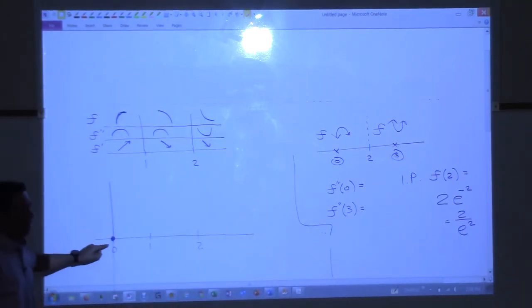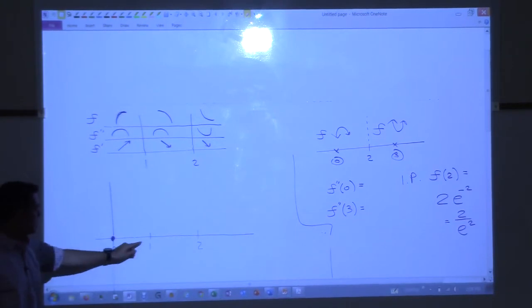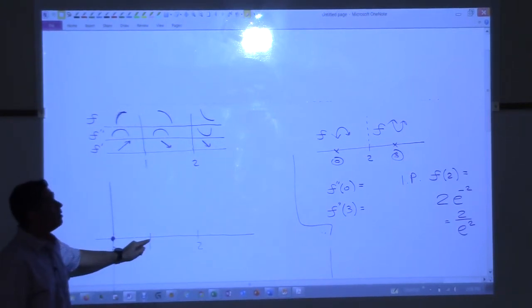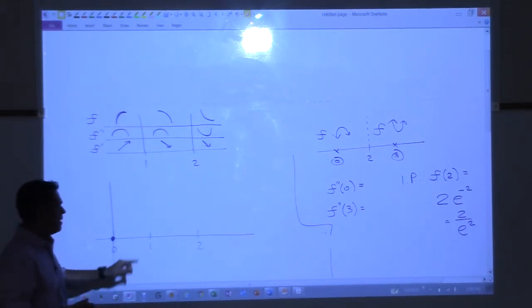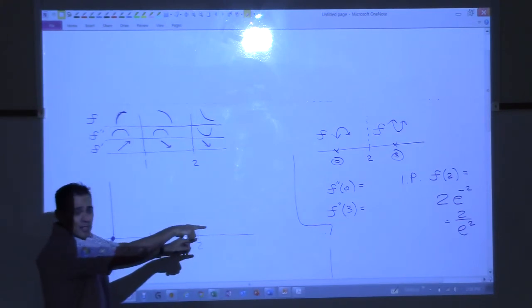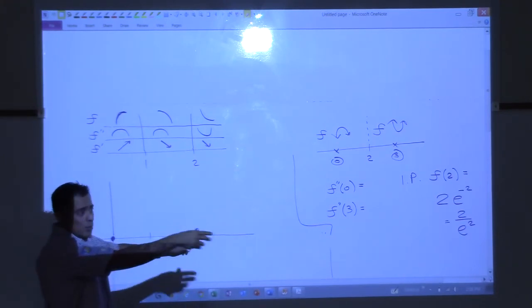So I've got this point. Do I have any other points? Like what was happening at 1? Didn't we have a local something at 1? A local max. What was its value? E to the negative 1, or 1 over e? On your calculator, that's about 0.36. And then at 2, it was 2 over e squared, which is about 0.2 something.